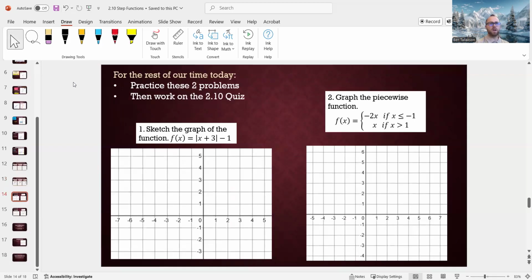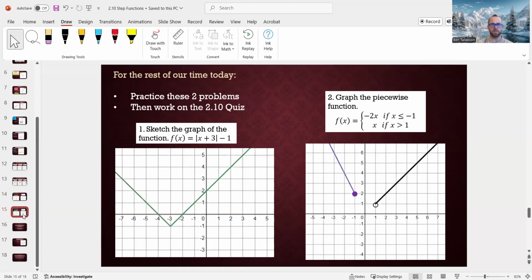On your quiz, you're not just going to be asked about step functions, which is why we have a little review here of absolute value functions and different piecewise functions. So go ahead right now and practice these. You're graphing for both. And let's see what these look like.